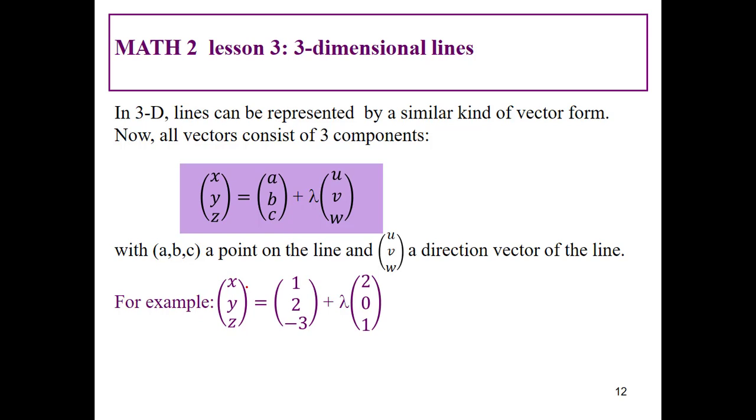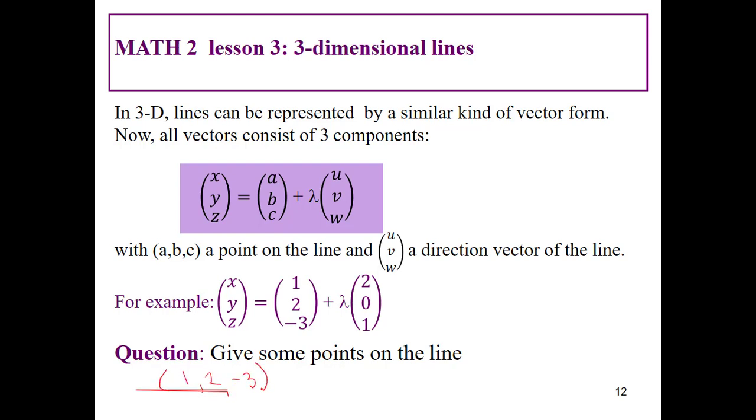For example, if we look at this line, we have x, y, z being some starting point plus a parameter lambda, which can go from minus infinity to positive infinity, times 2, 0, 1. If we can find some points on this line, let's take the easy one, lambda being 0, then a point would be 1, 2, minus 3. Okay, let's take another easy one.